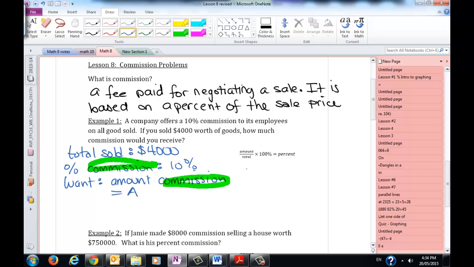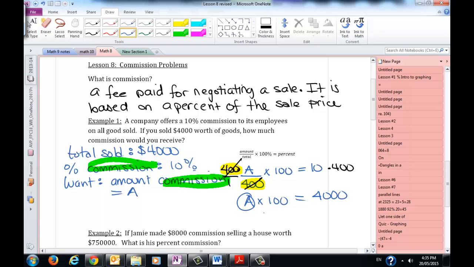And now I'm going to start setting up my formula. Amount divided by total multiplied by 100 is equal to the percent commission, which is 10. And now we can start to simplify. Now I'm going to multiply both sides by 400. And the reason I'm multiplying both sides by 400 is that I can now simplify this. So 400 divided by 400 is 1. What I'm left with is A multiplied by 100 is equal to 10 times 100, which is 4,000.